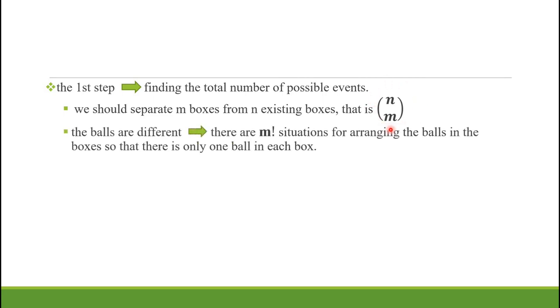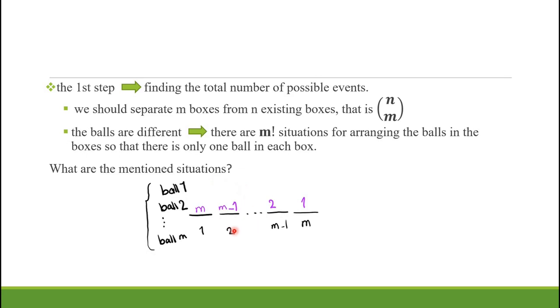After choosing m boxes, since balls are different, there are m factorial situations for arranging the balls in the boxes so that there is only one ball in each box. Now let's see what are the mentioned situations. Imagine we want to fill the selected boxes in sequence. Starting with box number 1, for this box, there are m options because each one of m balls can be placed in the box.